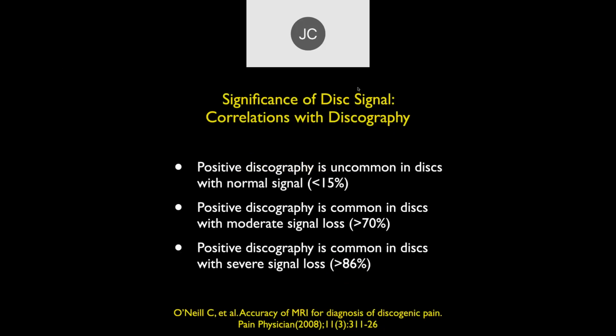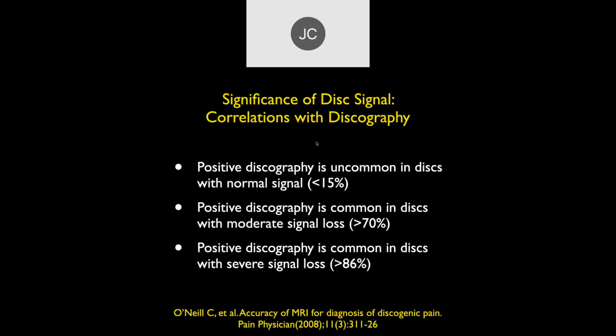Okay, so this was a paper from 2008 where they talked about the significance, the correlation between a positive discogram and signal on an MR examination. Now, for years, the definition of discogenic pain was pain in the lumbar spine that's exactly reproduced by doing a discogram. With a discogram, you stick a needle into the side of the disc and then you inject contrast. The most important part is when you increase the pressure with the contrast, if that reproduces the pain, then that's a positive discogram.